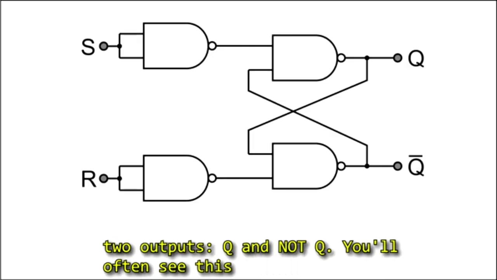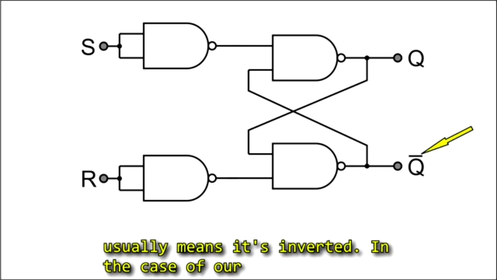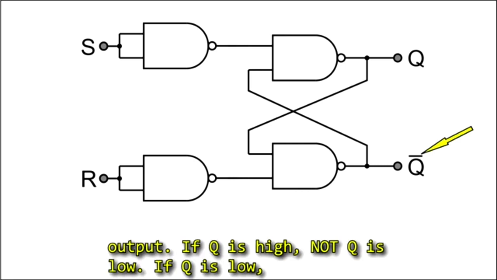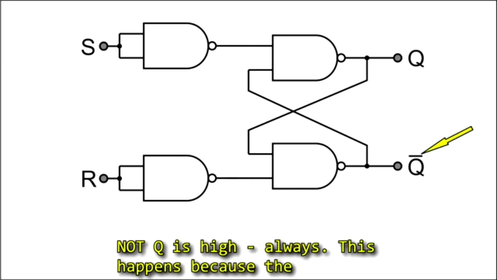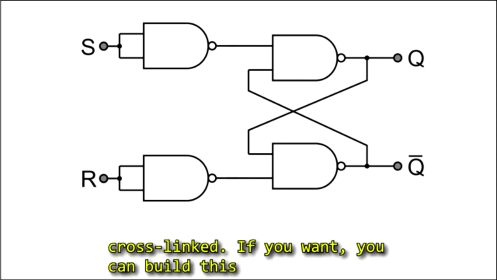There are two outputs, Q and not Q. So you'll often see this horizontal line above digital labels, and this usually means it's inverted. In the case of our flip-flop, it means it is the opposite of the Q output. If Q is high, not Q is low. If Q is low, not Q is high, always. This happens because the outputs of the last two NAND gates are cross-linked.